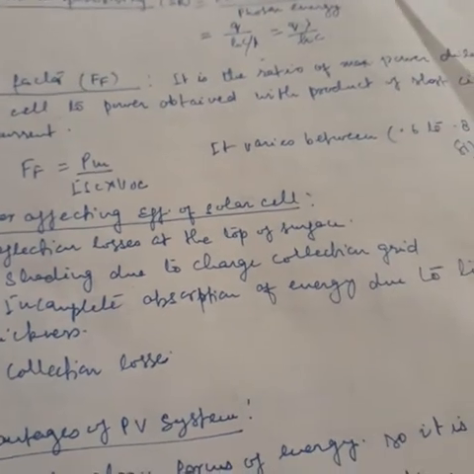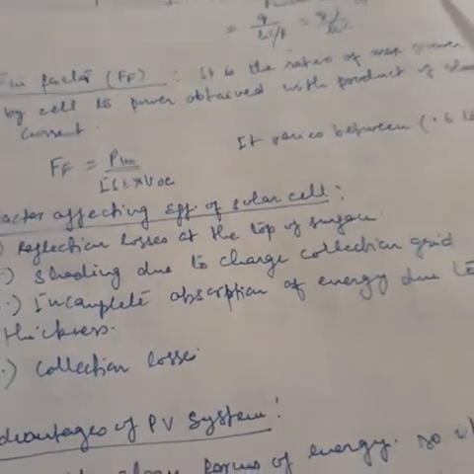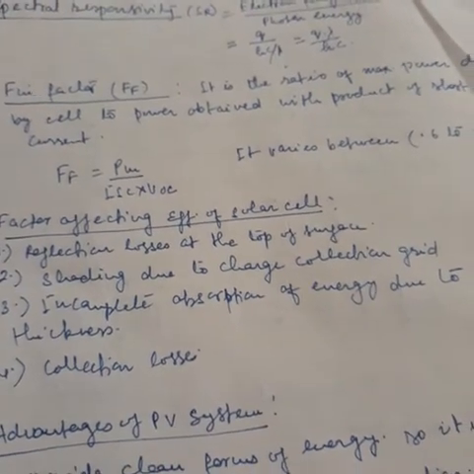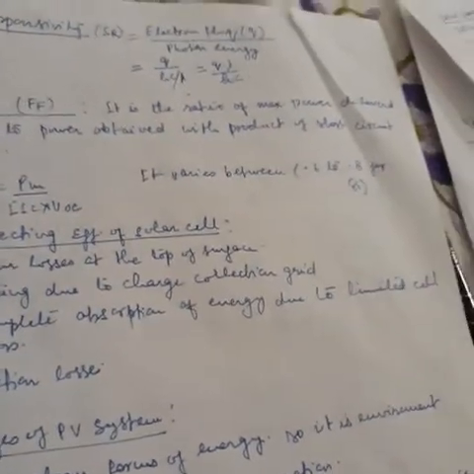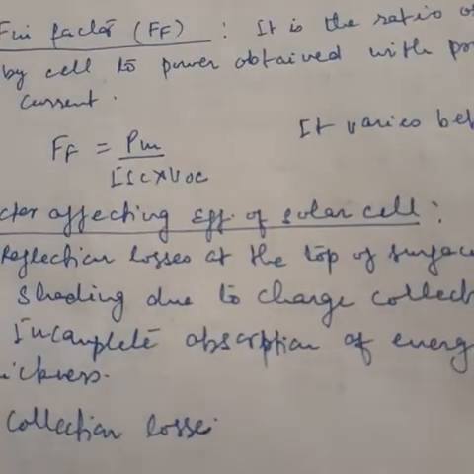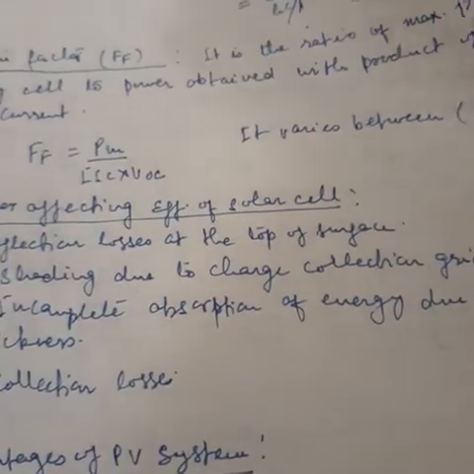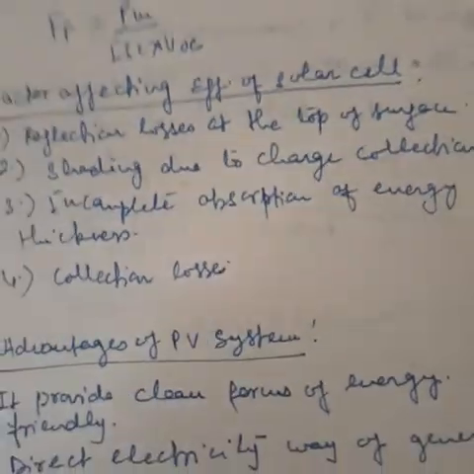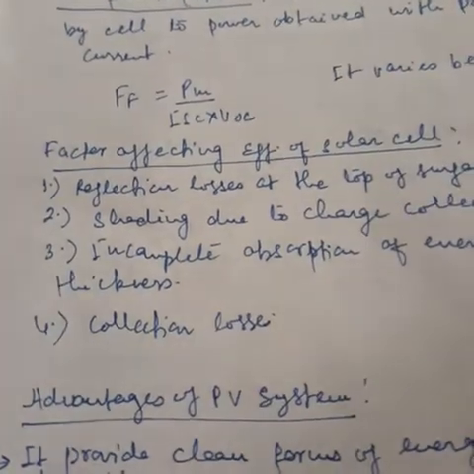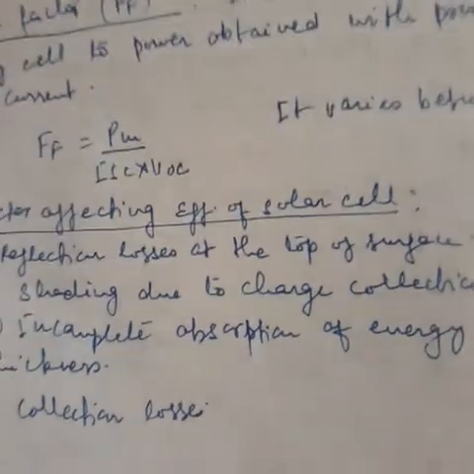Second is the shading due to the charge collection grid. शेडिंग phenomena का क्योंकि charge collection grid पे ज़्यादा होता है. Third is the incomplete absorption of energy due to the limited cell thickness. बहुत ज़्यादा energy बार बार absorb करते करते, क्योंकि उसकी thickness बहुत पतली होती है, तो सारी की सारी जो energy है वो absorb नहीं करता, कुछ environment में चली जाती है. And fourth is the collection losses. So these are the various types of factors which influence the efficiency of solar cell.